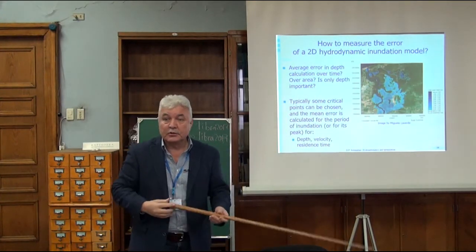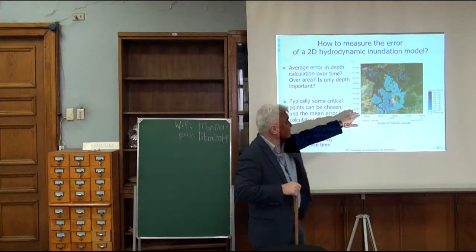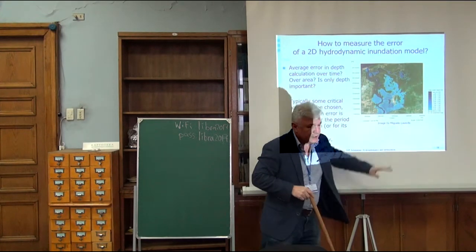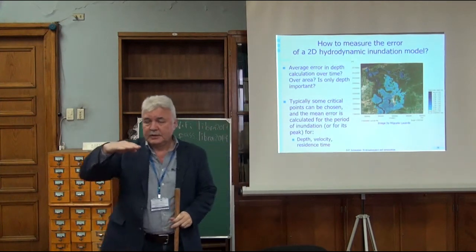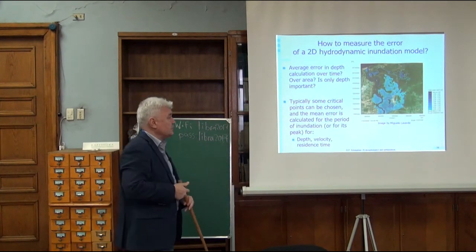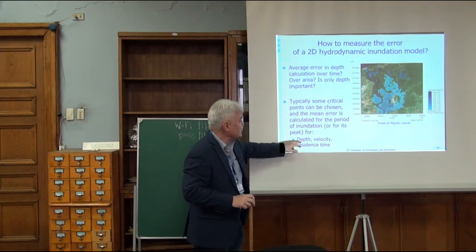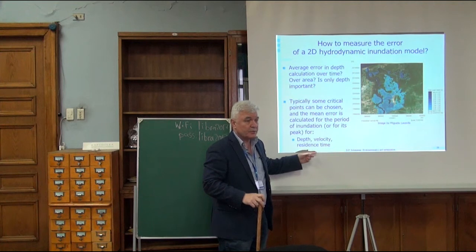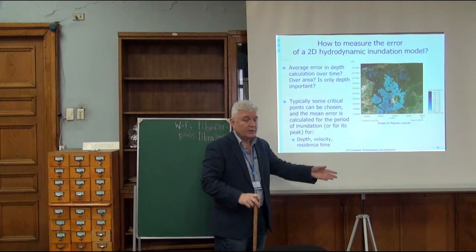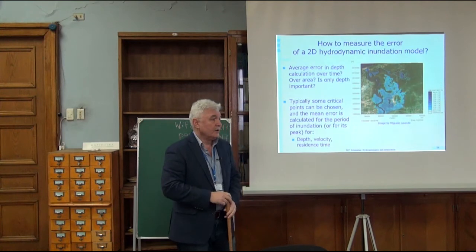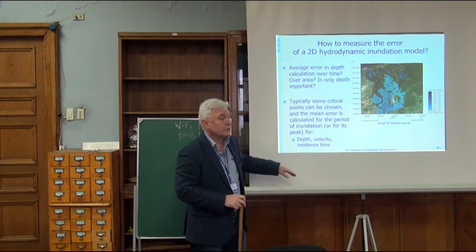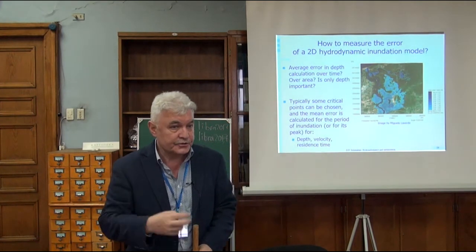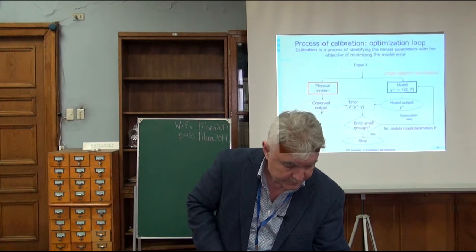So different ways to do it. In a two-dimensional model, if this is a hydraulic inundation model, then you want the depth at every pixel to be what is observed. Often you don't have full data, so you should look at depth, velocity, and residence time. Residence time in a flood is important because it creates health problems. If water stays for 3 days, then you may have big health problems. So that's also important to reproduce well. So you see, you can use different objective functions to estimate the quality of the model.